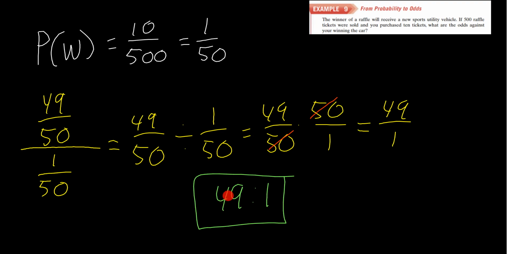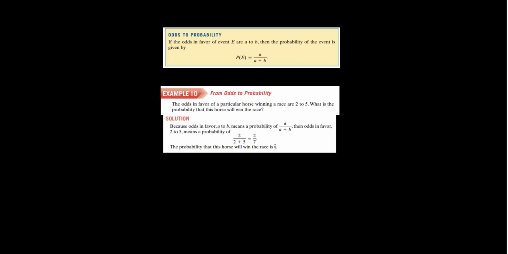So if the odds in favor of event E are A to B, right? So again, if we say A to B, this is A, the first one, and then B is the second one, obviously, yes? So if the odds in favor of event E are A to B, then the probability of the event is given by A divided by A plus B.